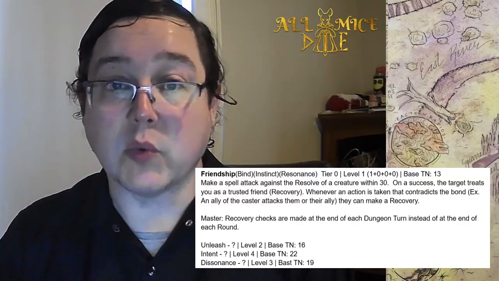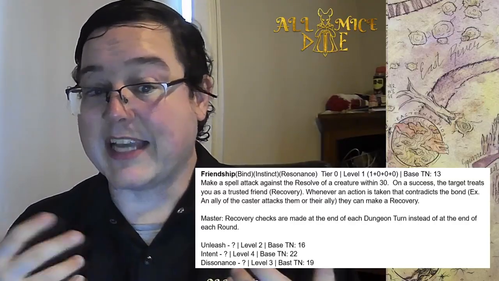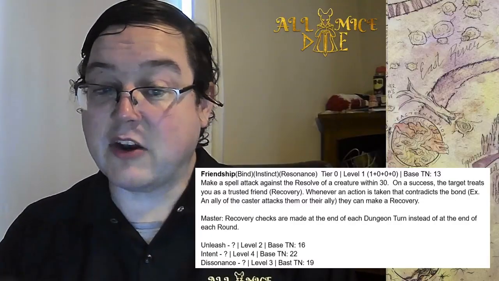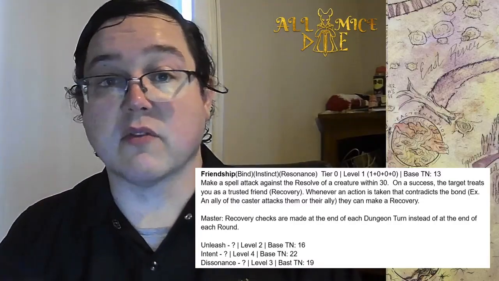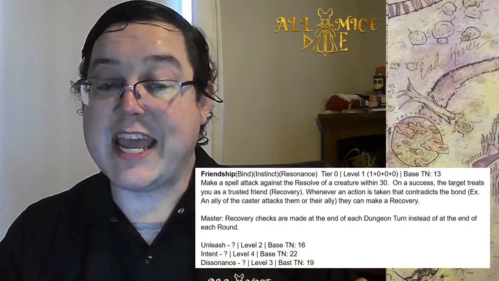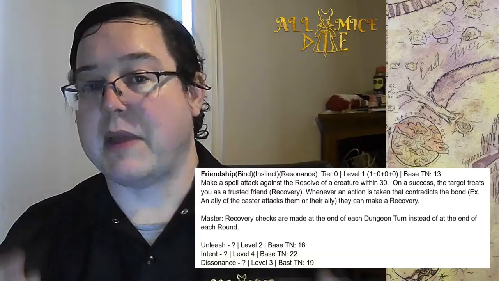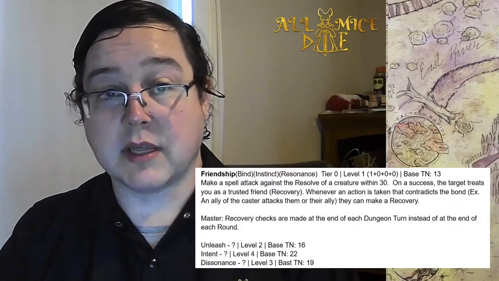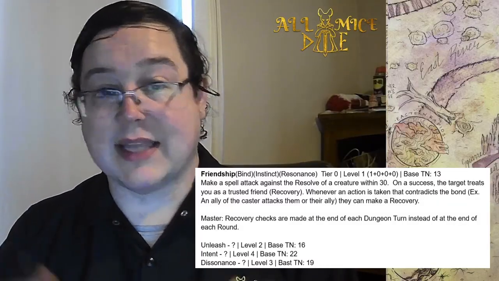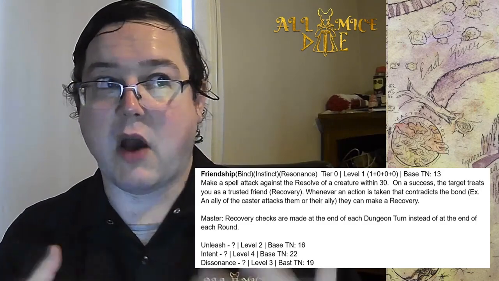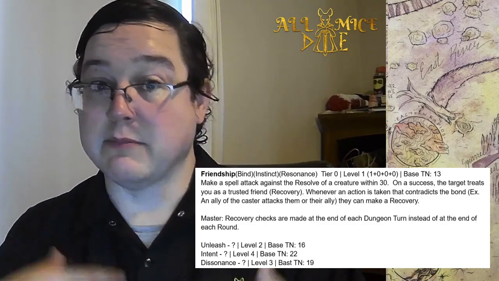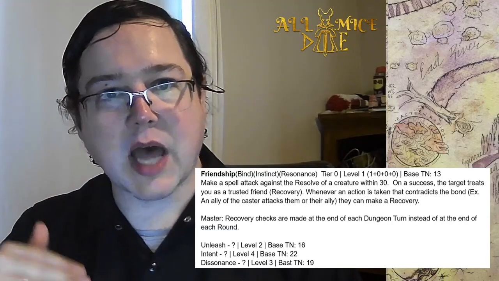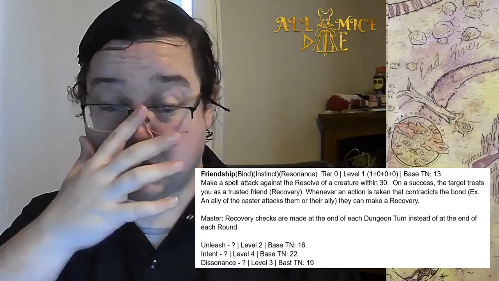Okay, well, what does it do? When you use Friendship and you make a spell attack against the resolve, so the mental defenses, of a creature within 30, on a success, that target treats you as a trusted friend until they recover from the effects of the spell. When an action is taken that contradicts that bond, they can also make a recovery. So recovery is something that happens at the end of every round, and you are going to be making a check against their recovery value to see how hard it is for them to wake up. And the more times you make a recovery check, the harder that check gets. Basically, the target number you need goes up by 1 until it is impossible to succeed.